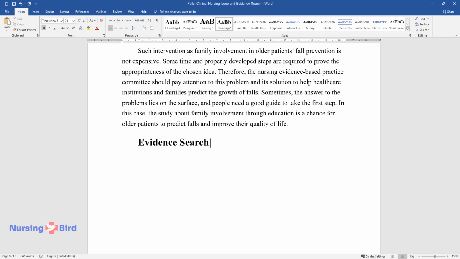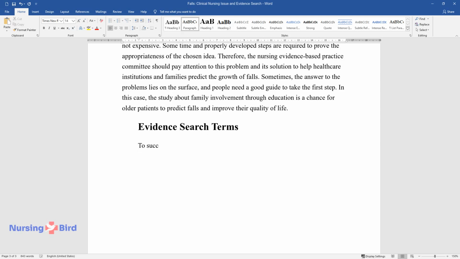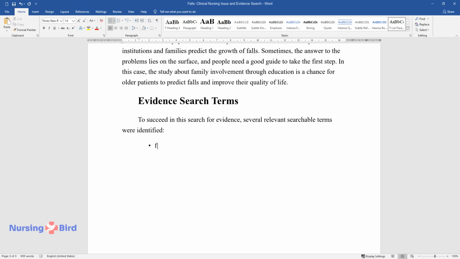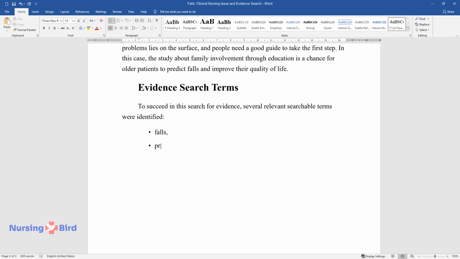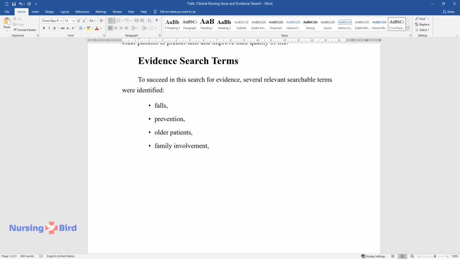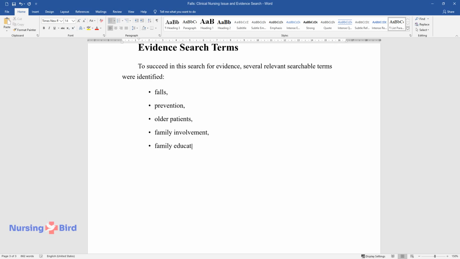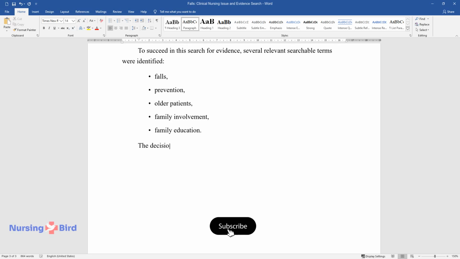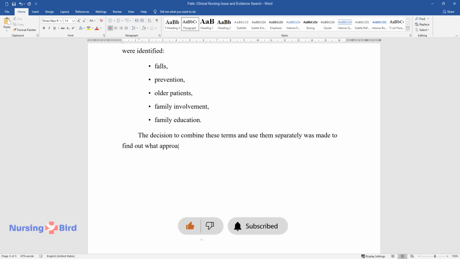Evidence search terms. To succeed in this search for evidence, several relevant searchable terms were identified: falls, prevention, older patients, family involvement, family education. The decision to combine these terms and use them separately was made to find out what approaches and alternatives could be available for a potential researcher.